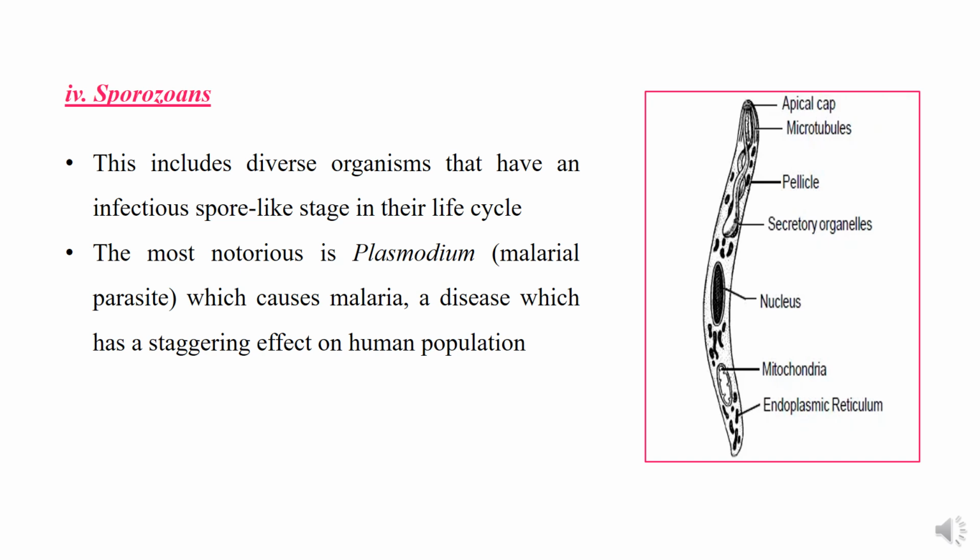Sporozoans include diverse organisms which have an infectious spore-like stage in their life cycle. Example, Plasmodium, the malarial parasite which causes malaria. And they have a staggering effect on the human population. After being affected by malaria, what will happen? We will become so weak and unable to do any work. So a staggering effect happens on the human population.